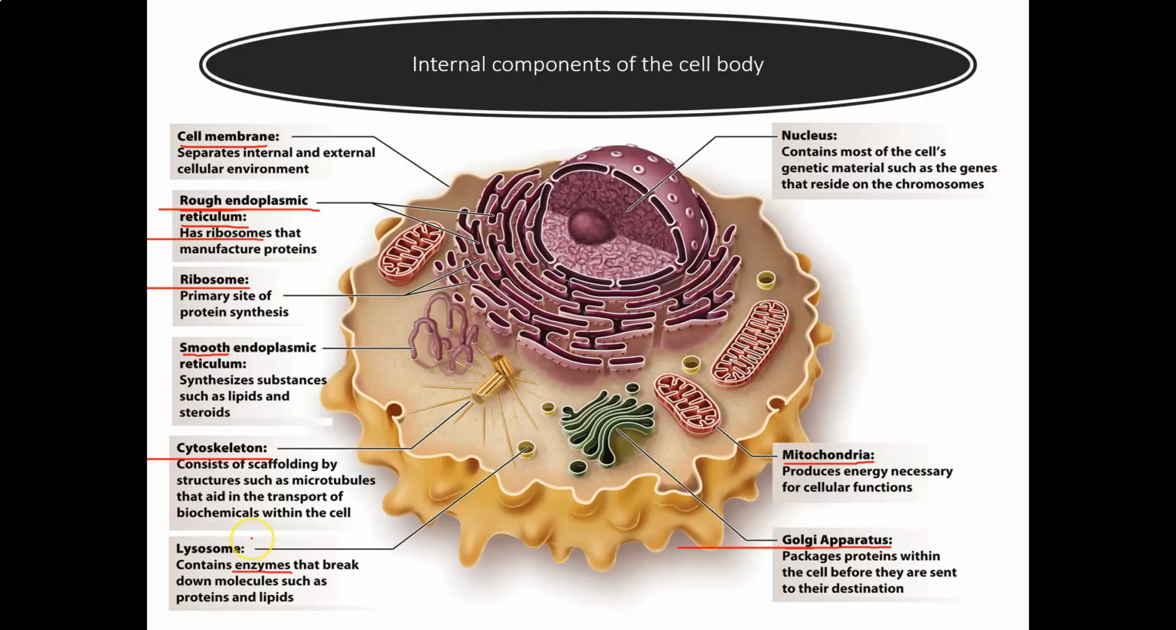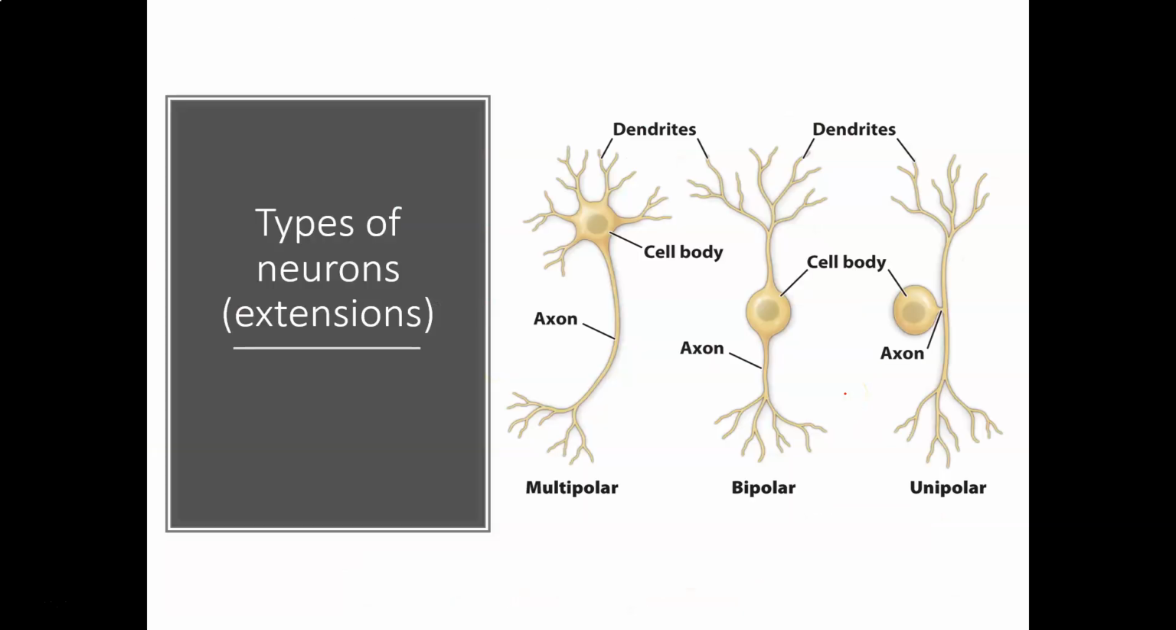So that's it for the organelles. We'll talk about some more than others. So we'll definitely be talking about the nucleus. We'll be talking about the ribosome, cytoskeleton, mitochondria, as well as Golgi apparatus in greater detail as we talk about proteins and protein production. So now let's talk about the different types of neurons.